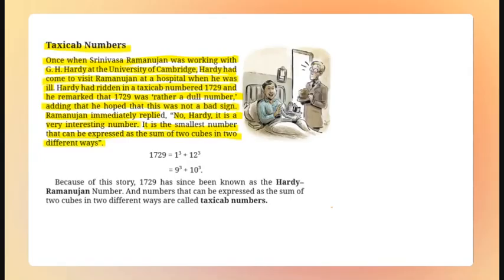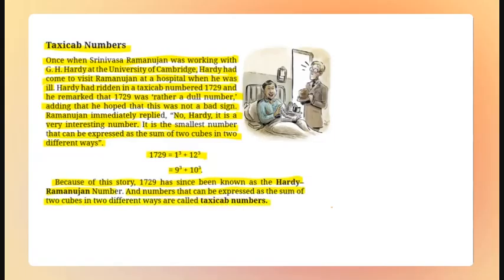So 1729 can be expressed as 1 cube plus 12 cube. Also, it can be expressed as 9 cube plus 10 cube. Because of this story, 1729 has since been known as the Hardy-Ramanujan number, and the numbers that can be expressed as a sum of two cubes in two different ways are called taxicab numbers.